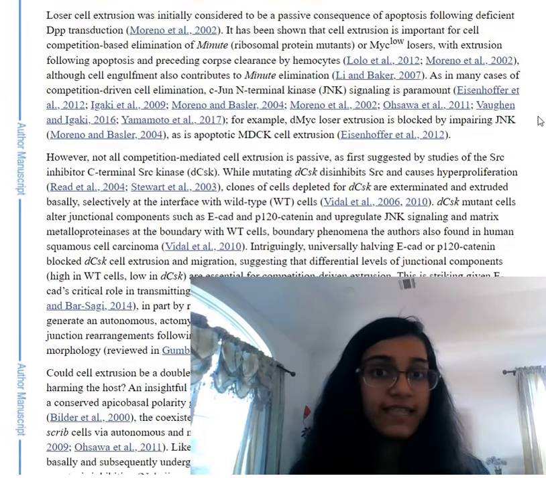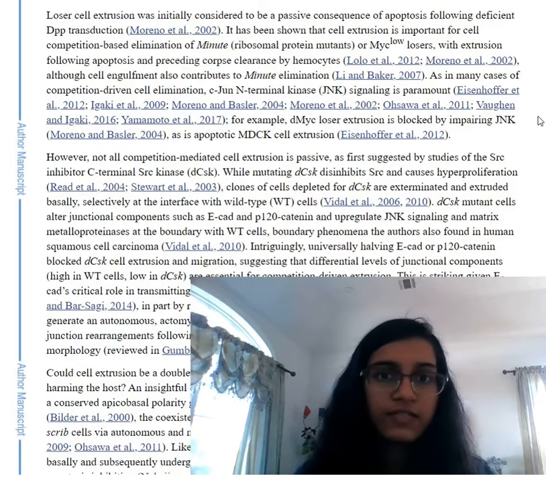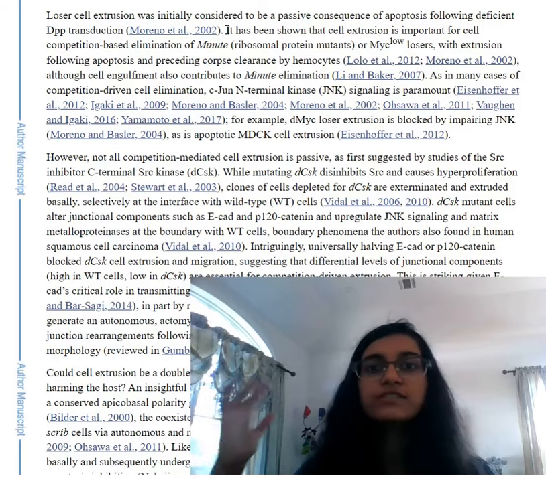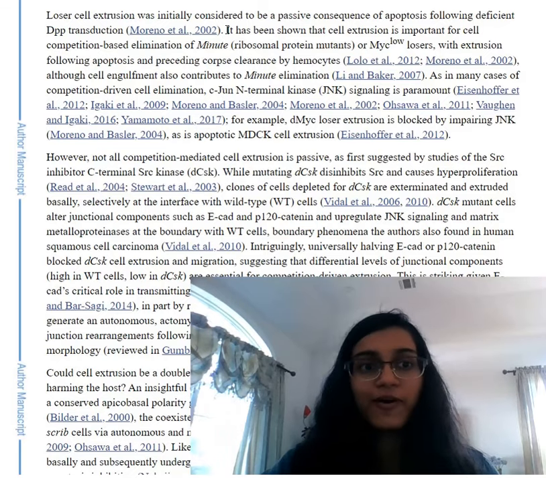Now, when we go back to the text, it makes a little more sense. They're basically saying here in the first paragraph, well, actually take a minute to read it, and then we can go over the whole part.